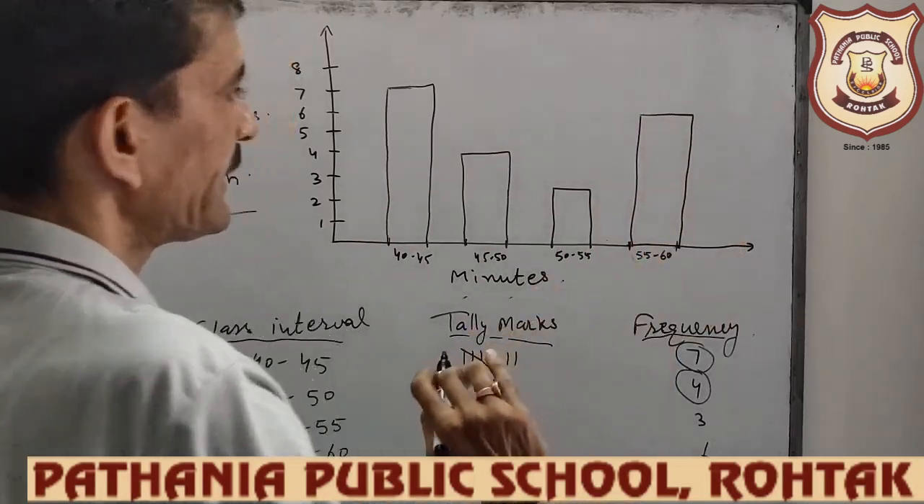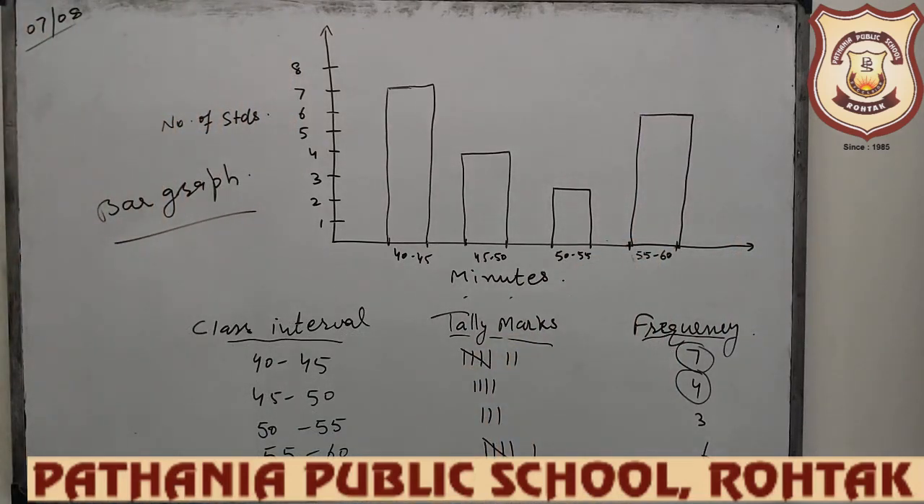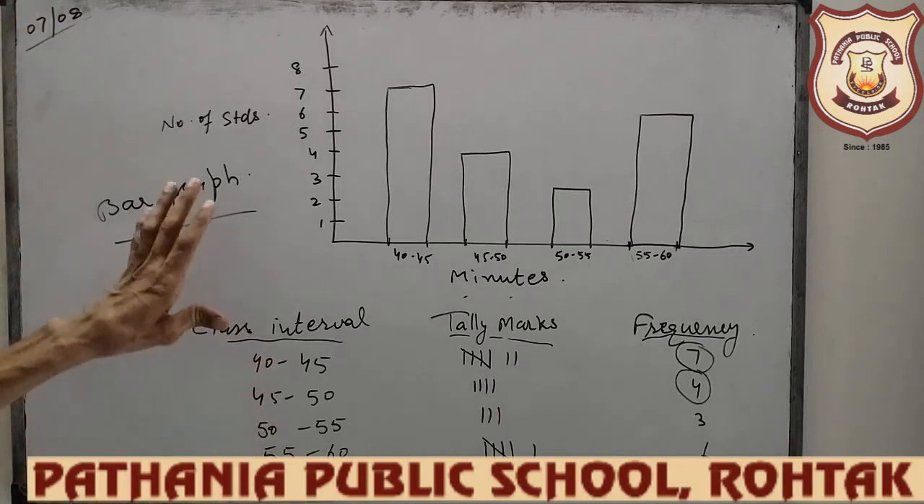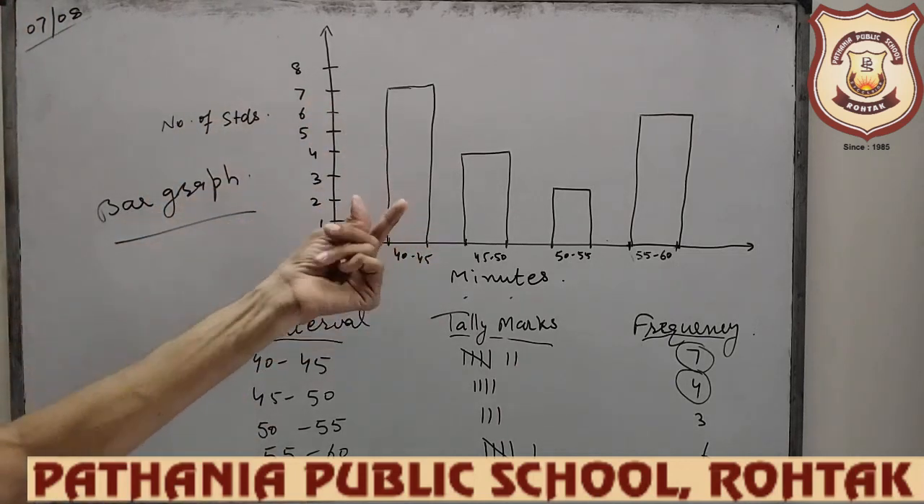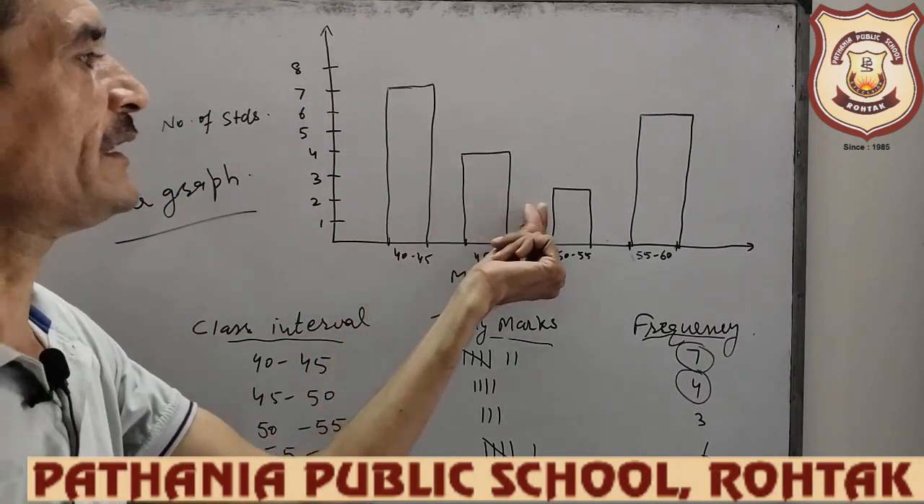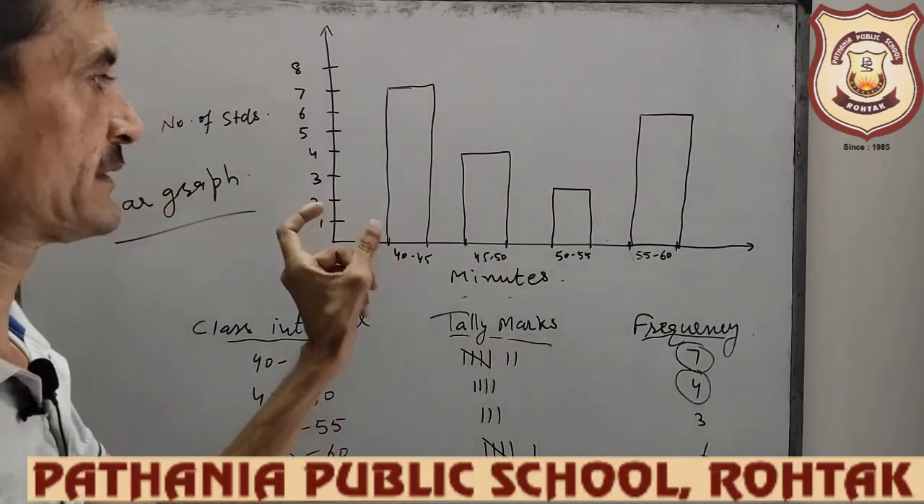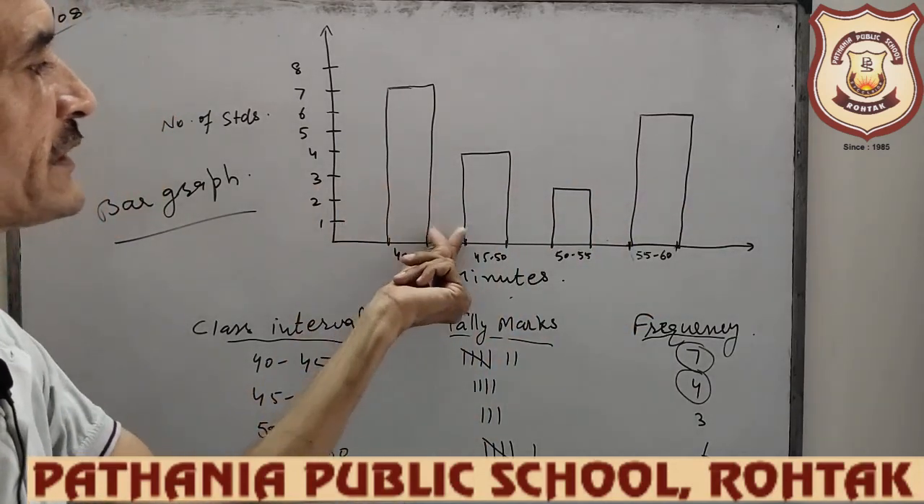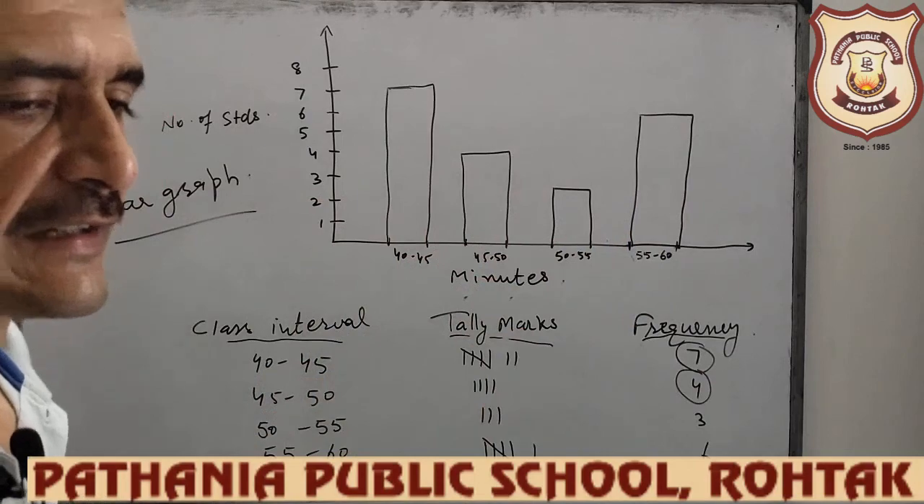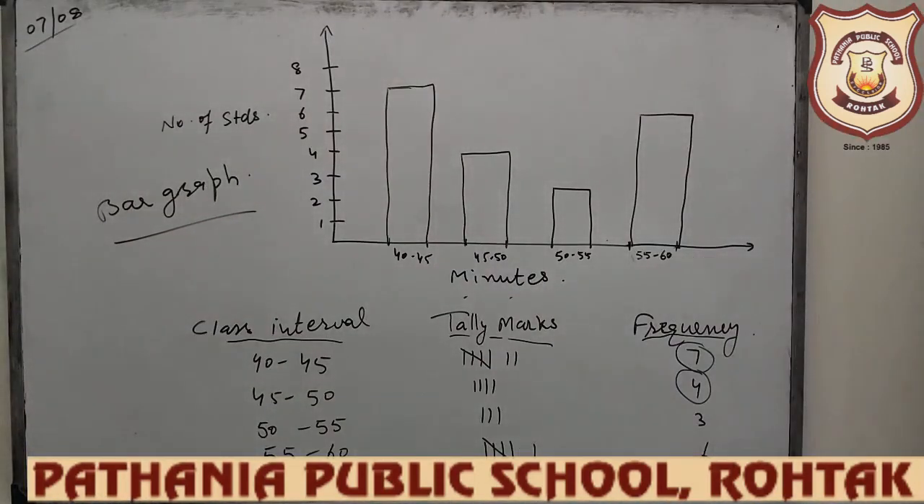So in this way, we can draw the graph of the given data. This is known as a bar graph because there is a gap between all the bars. There is a constant gap, so that's why this type of graph is known as a bar graph. Now some questions are also there. What are the questions asked?